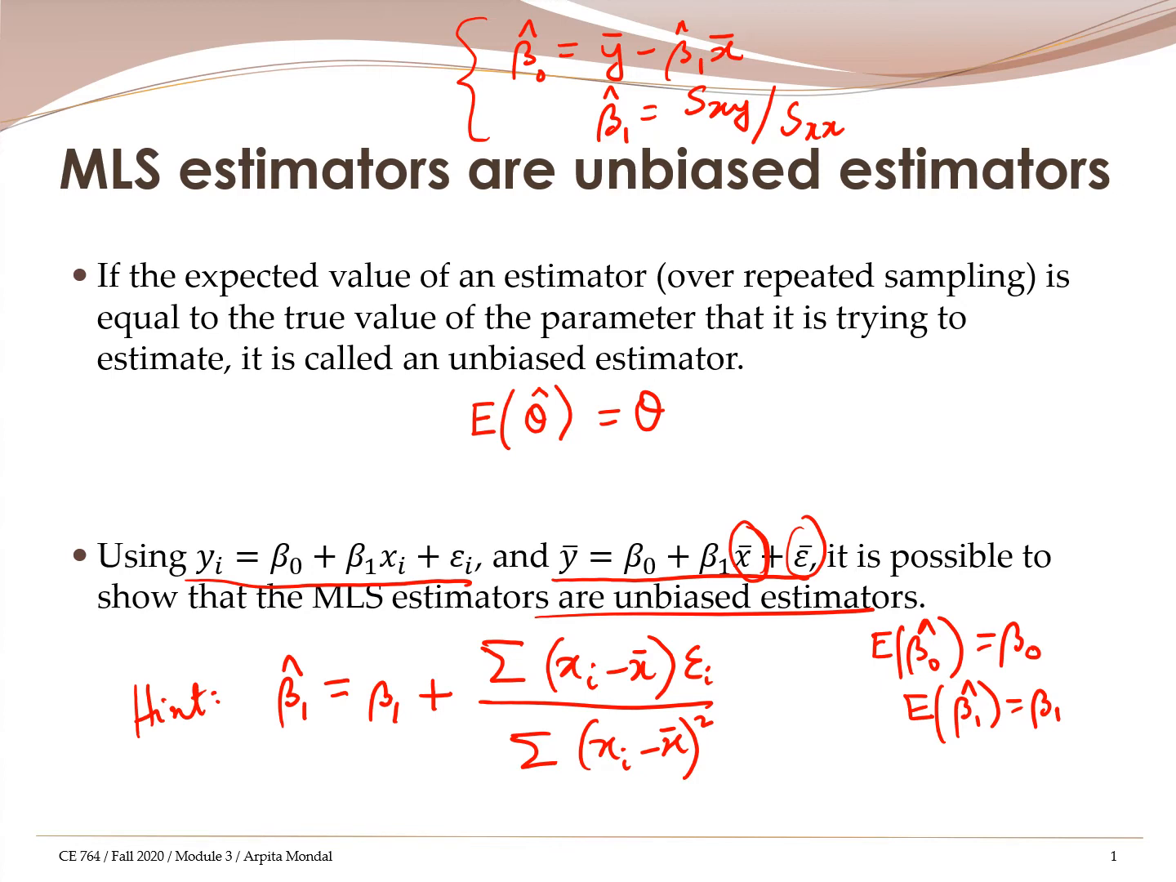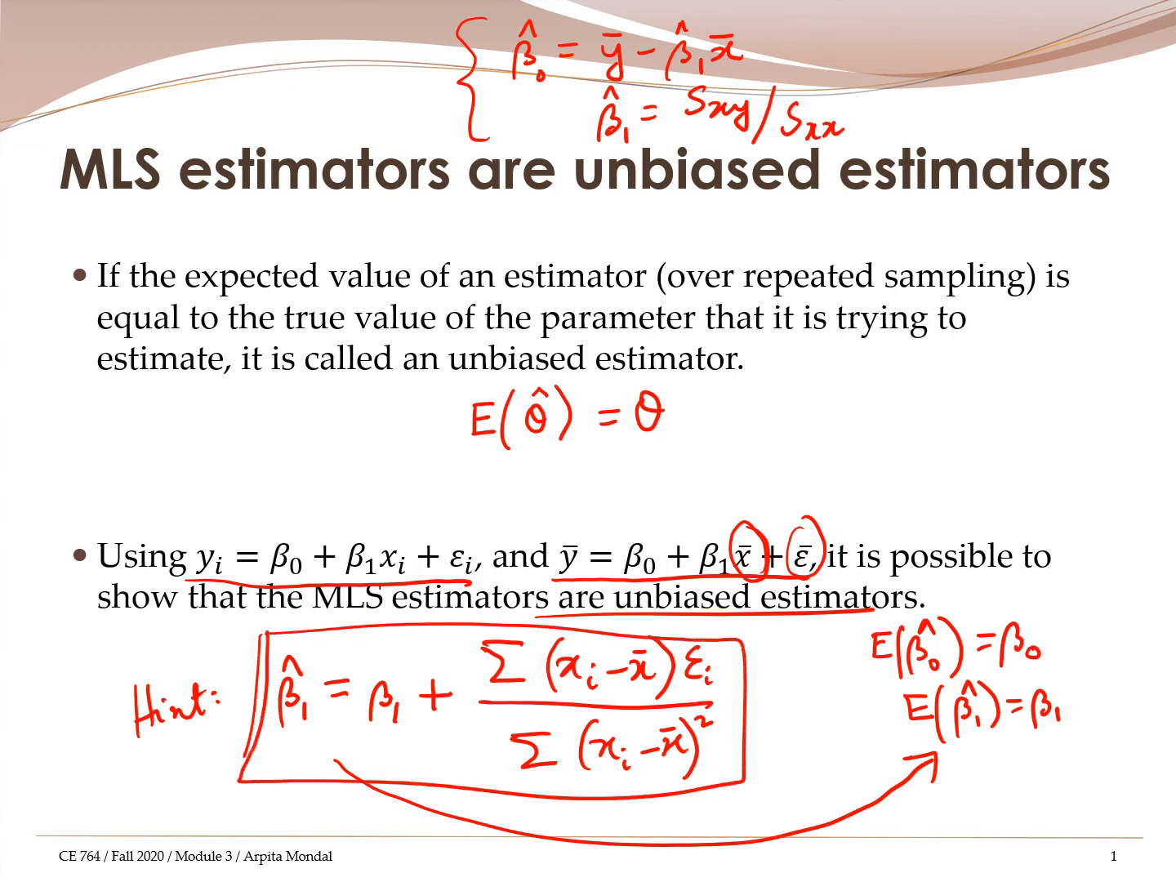If you can express beta 1 hat in this form, then it'll be easier for you to prove that the expected value is equal to the true value beta 1. And this expression comes after a little bit of algebra using the expression of beta 1 hat from here.